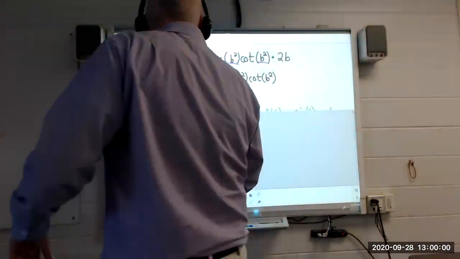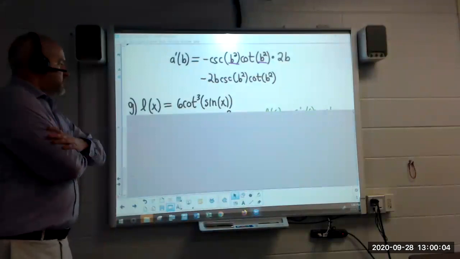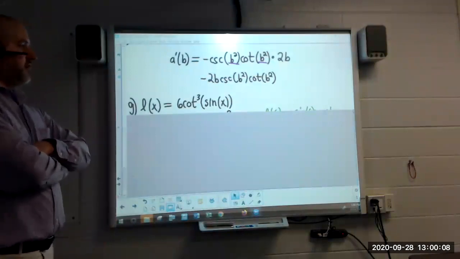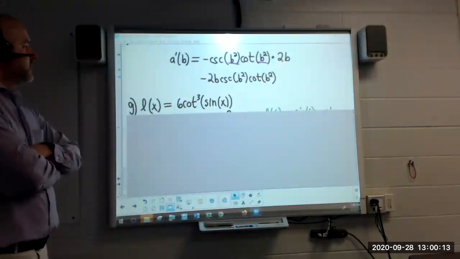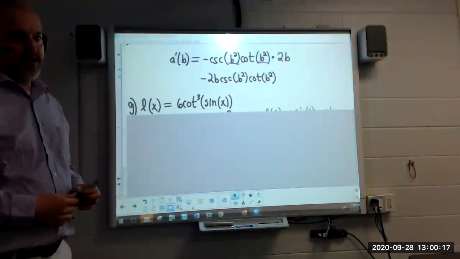Picking right back up with this delightful problem right here. So some of you I know have already tried it, and that's okay. Some of you have not tried it, and that's okay too. We're going to try it kind of together, kind of apart. So again, that's L of x, which is 6 cotangent cubed of the sine of x.